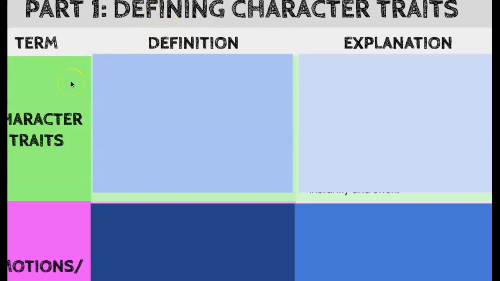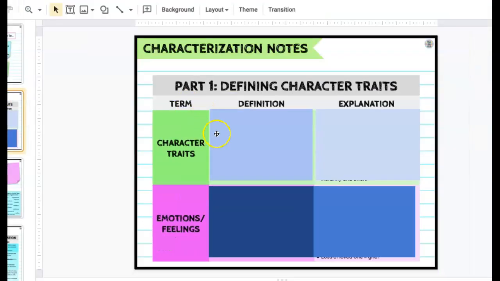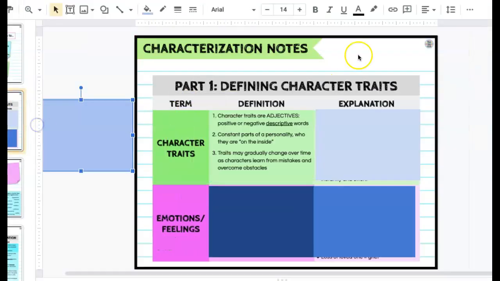So today in our notes, we're going to talk about what that means. What is a character trait? And then how do I show Mrs. Zabrowski I understand what those character traits are for each character?